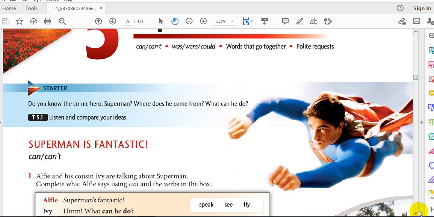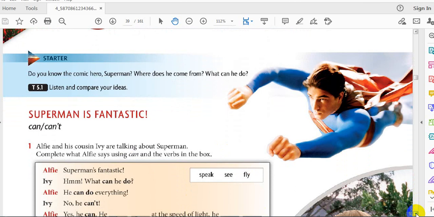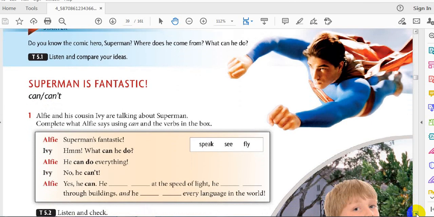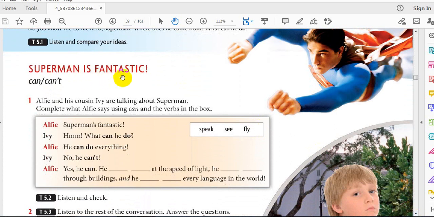In this recording, the writer speaks about Superman, and he tells us that he is coming from another planet and has the power and ability to return in time, and he can do things which normal, natural people cannot do. So Superman is fantastic, and fantastic is an adjective which we took in the last unit, unit number 4, which means رائع. And Alfie is an admirer of Superman.